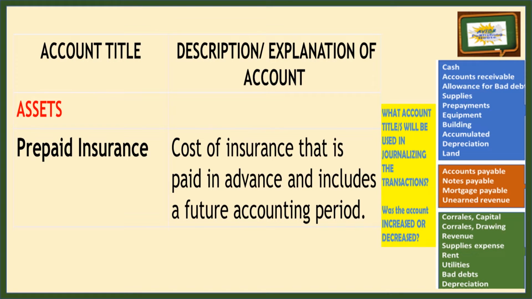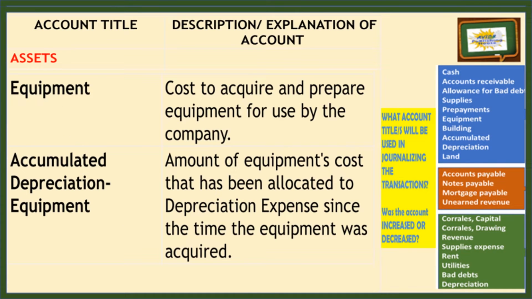So prepaid insurance is the cost of insurance that is paid in advance, and it includes a future accounting period. So if you pay an insurance of 24,000 for a 2-year contract, then you have prepaid it because you included not only the current period but also the future period. So equipment: the cost to acquire and prepare equipment for the use of the company.